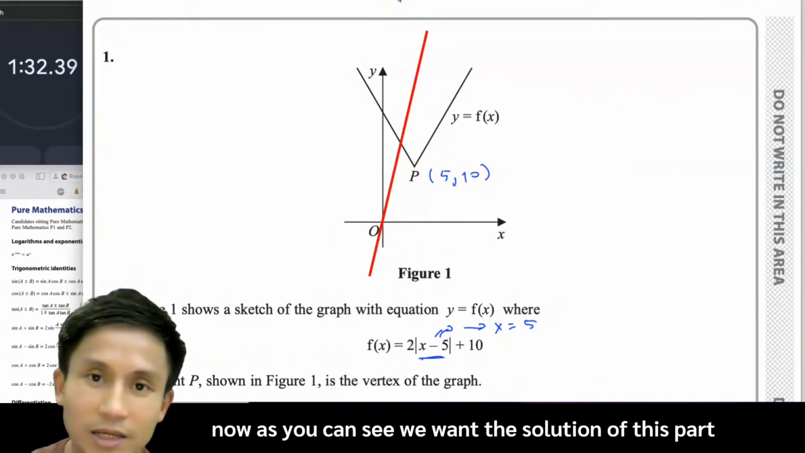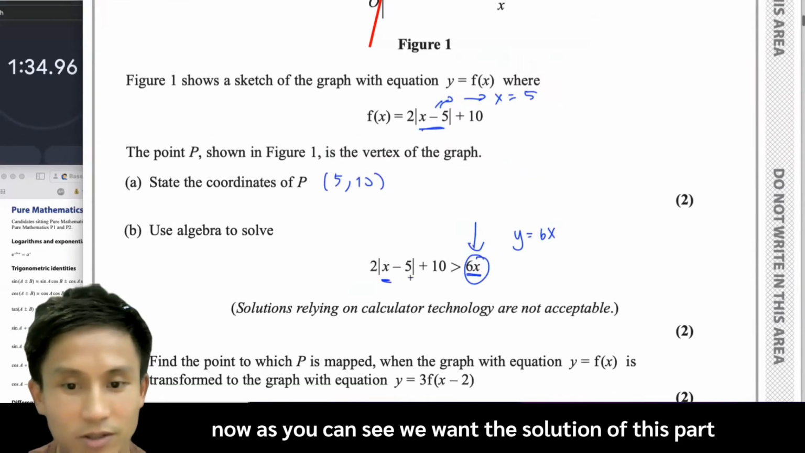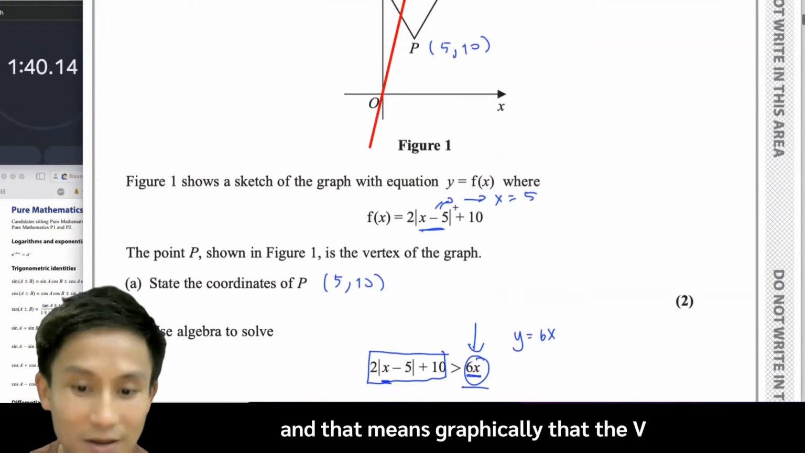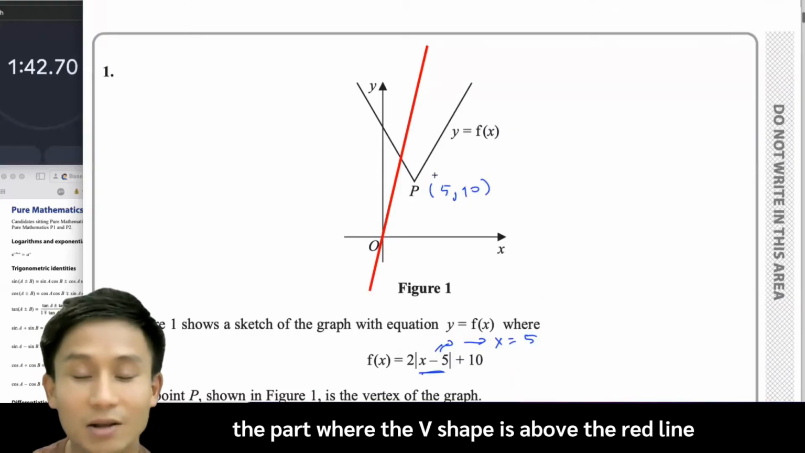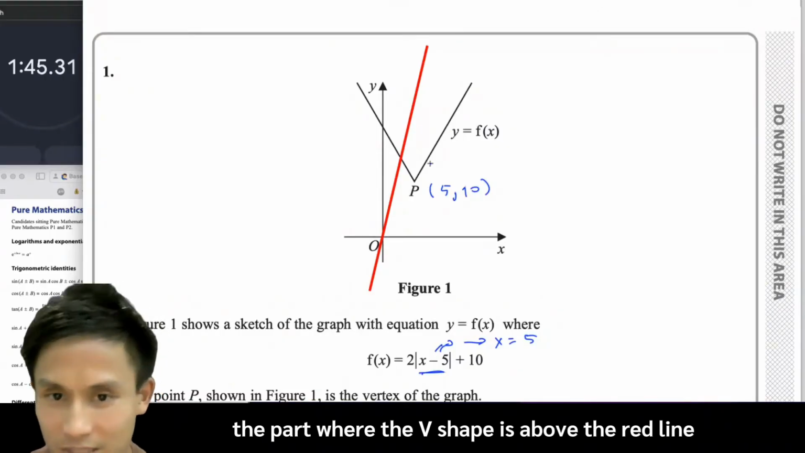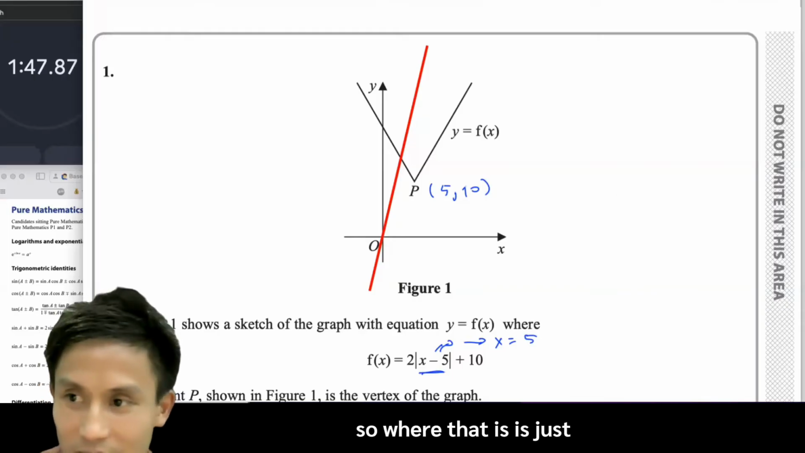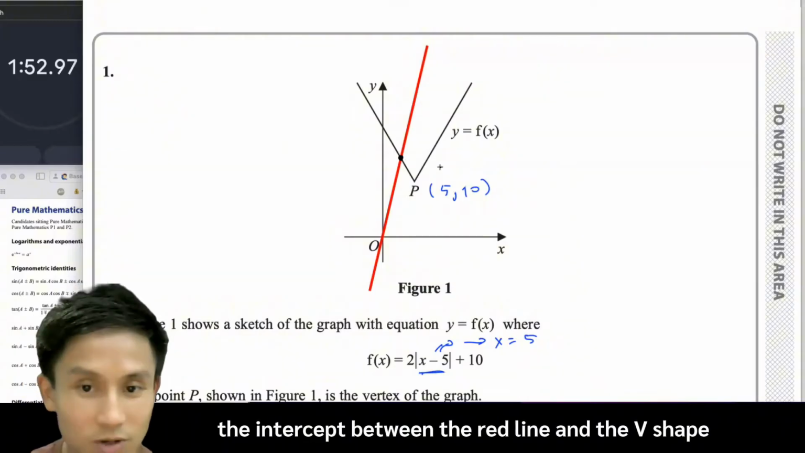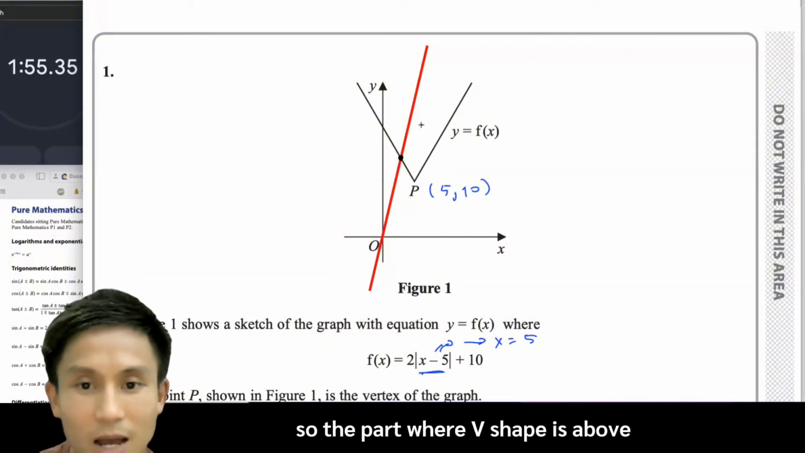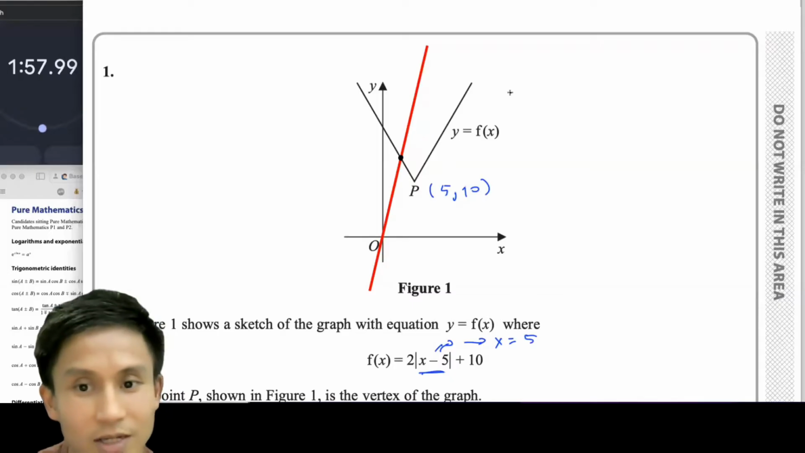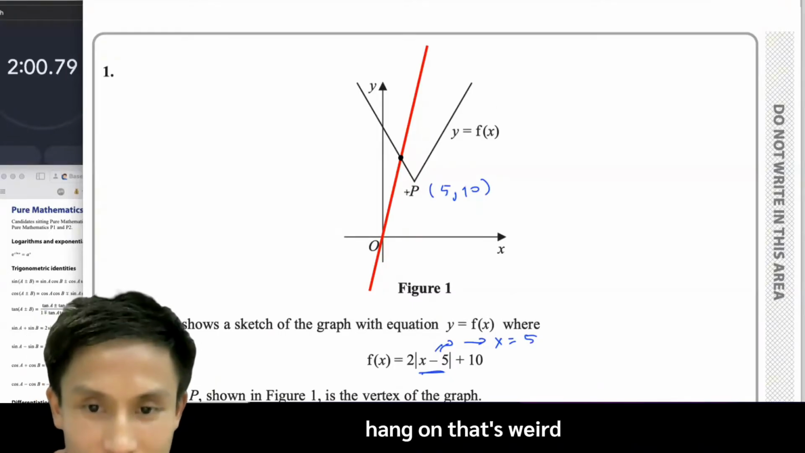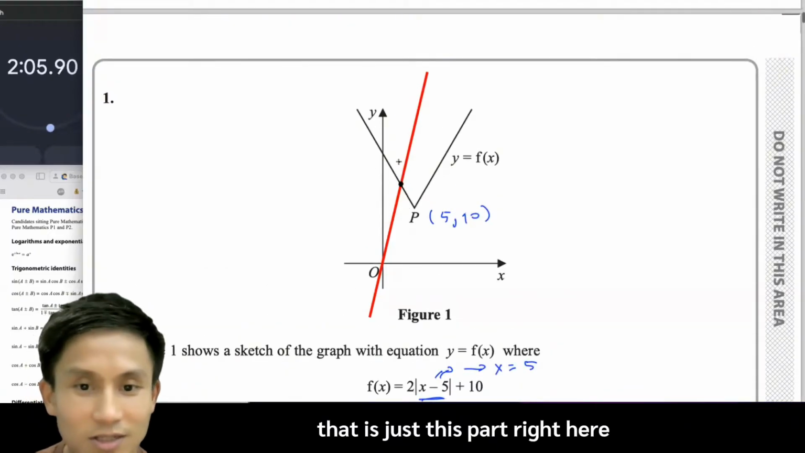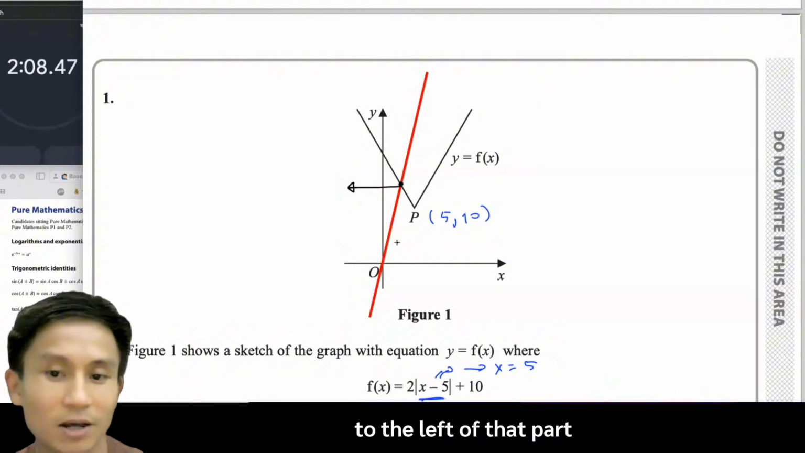Now, we want the solution of this part greater than this part. Graphically, that means we want the part where the V shape is above the red line. You see that there is a cut point here, an intercept between the red line and the V shape. So the part where the V shape is above the line is just this part right here, to the left of that point.